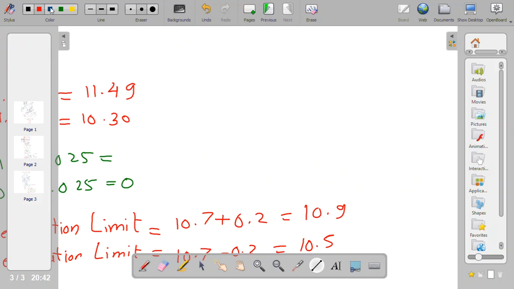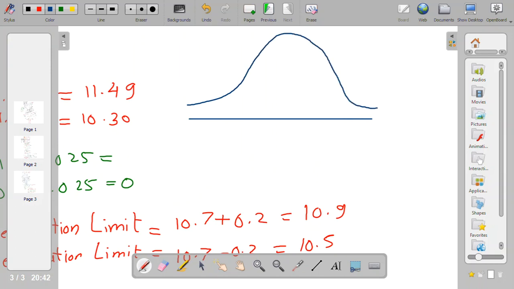With the help of a graph, I already explained this. These are your specification limits, and one more middle value is there. This is your mean value, X double bar. This is the upper specification limit and the lower specification limit.